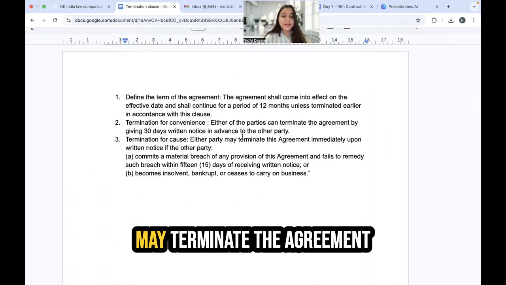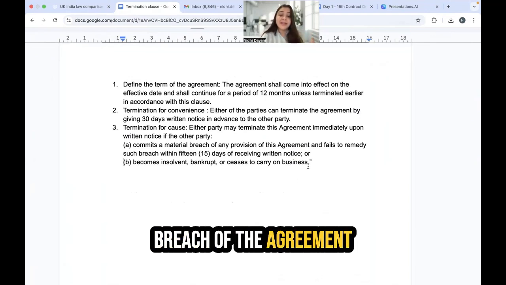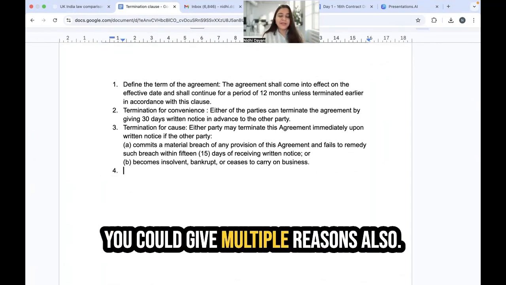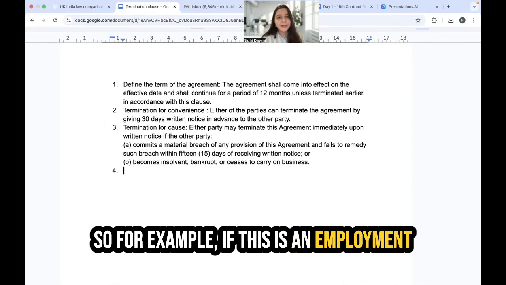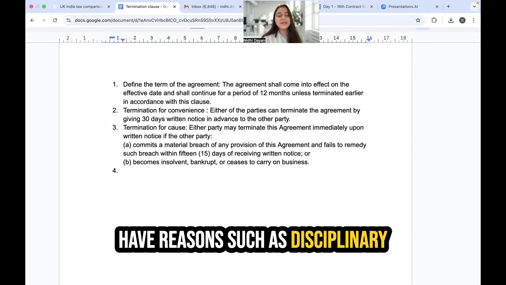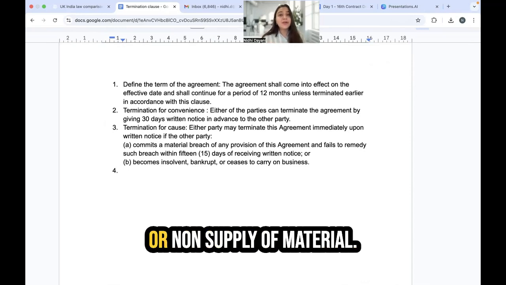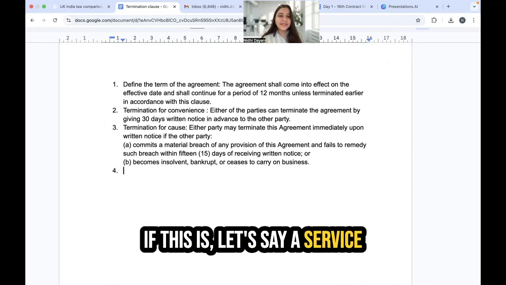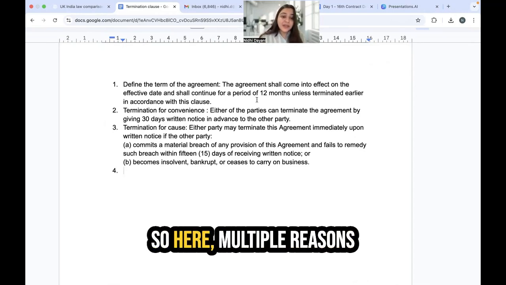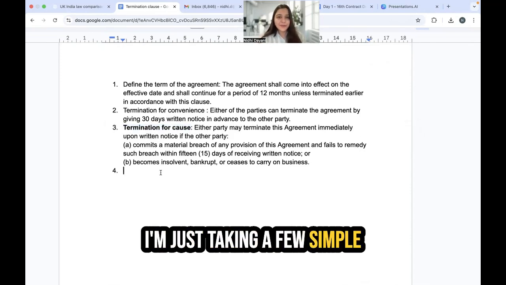Now we write termination for cause. Here you can write either party may terminate the agreement immediately upon written notice if there is, let's say, any material breach of the agreement that is not remedied, or either of the parties becoming insolvent. Now, here is where you could give multiple reasons also. So, for example, if this is an employment agreement, your termination for cause could have reasons such as disciplinary action against the employee. If this is a material supply agreement, it could be non-payment or non-supply of material. If this is, let's say, a service agreement, it could be a material breach or even breaching the confidentiality clauses. So here, multiple reasons could appear based on the kind of agreement you have. I'm just taking a few simple ones for your understanding.